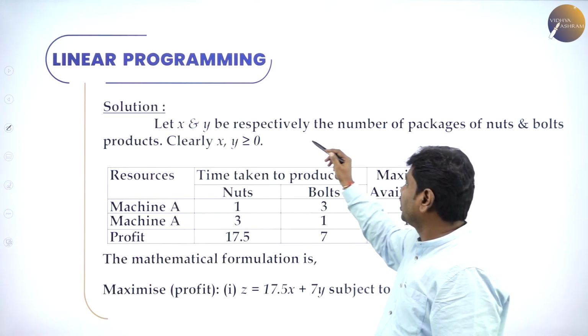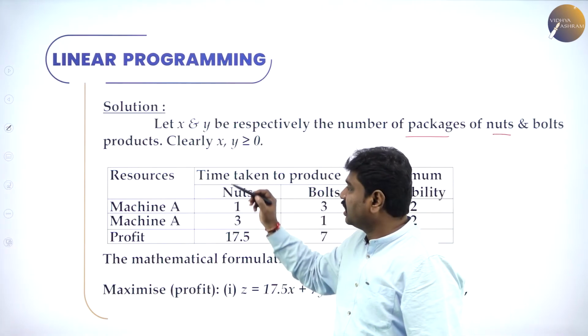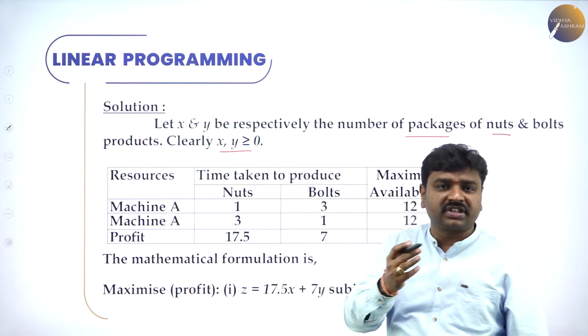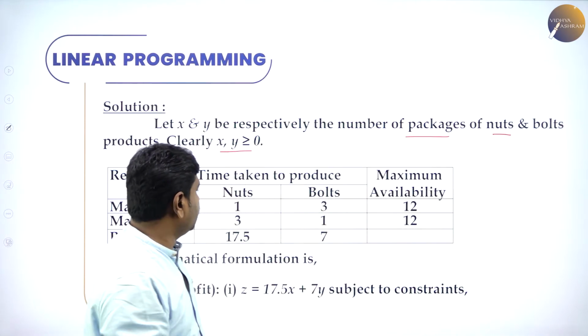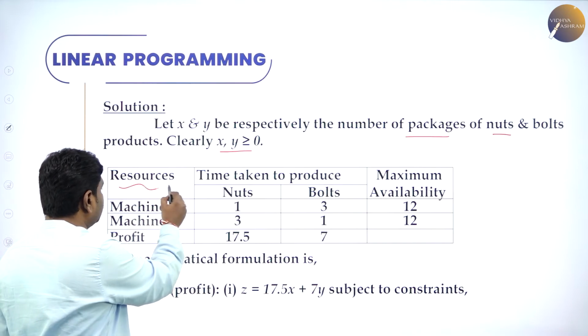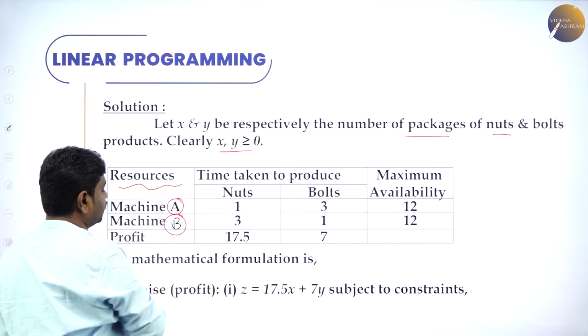Let x and y represent the number of packages of nuts and the number of packages of bolts. Clearly, x and y cannot be negative, so they should be greater than or equal to 0. And second, what are the resources we are using? We are using machine A and machine B. So machine A and machine B are the resources.